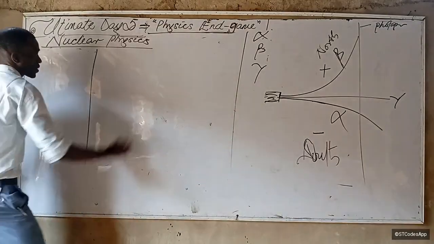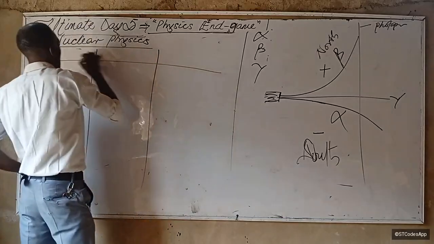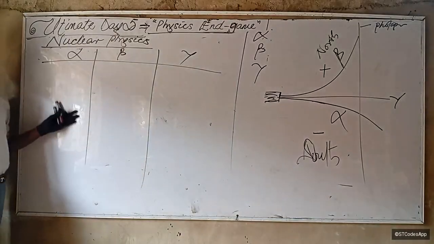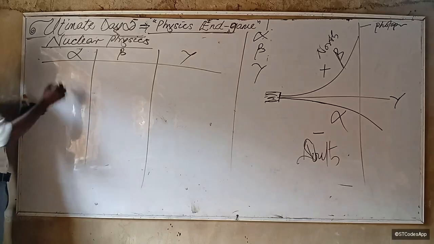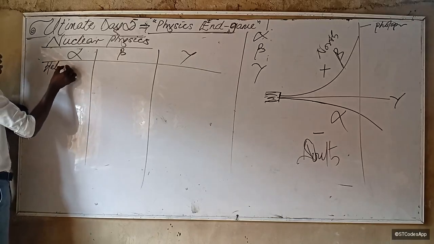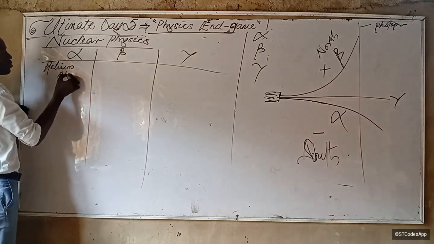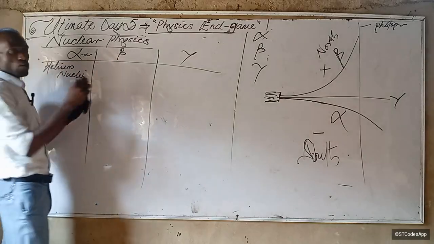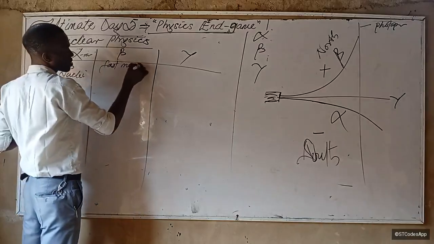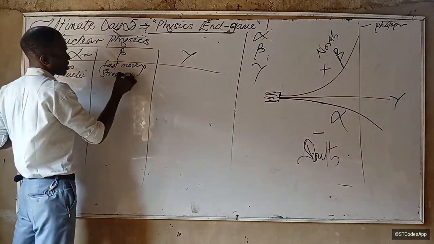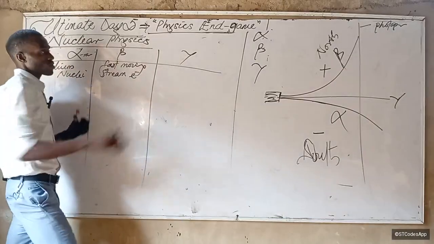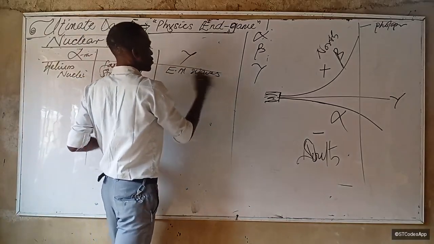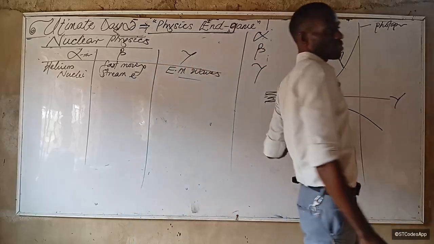So let's talk about their properties now. We have the alpha, beta, gamma. Let's talk about their nature. The alpha rays are basically helium nuclei. Beta rays are fast moving streams of electrons. Gamma rays are basically electromagnetic waves, and because they are waves, they are undeflected.